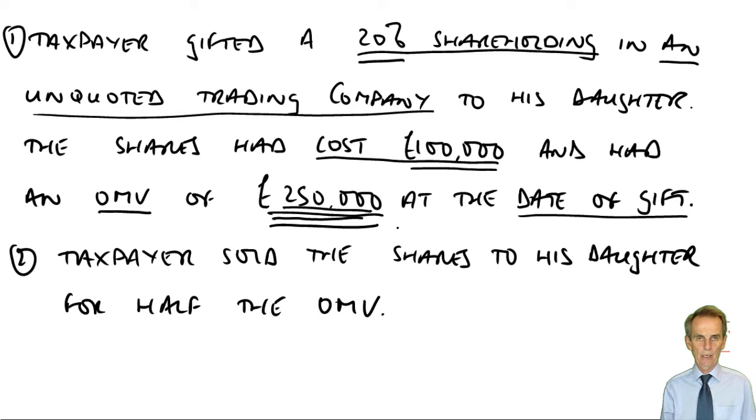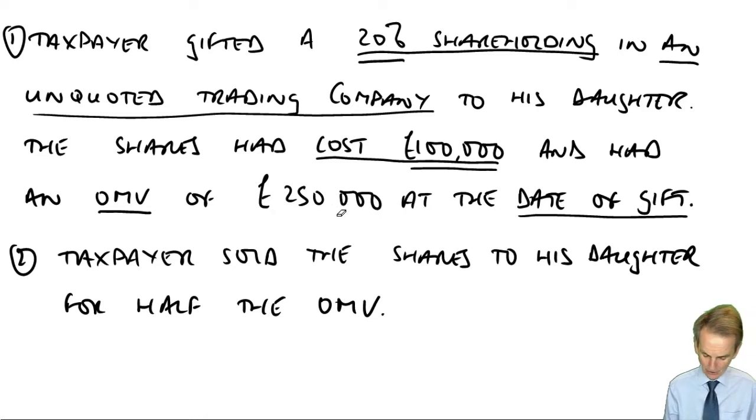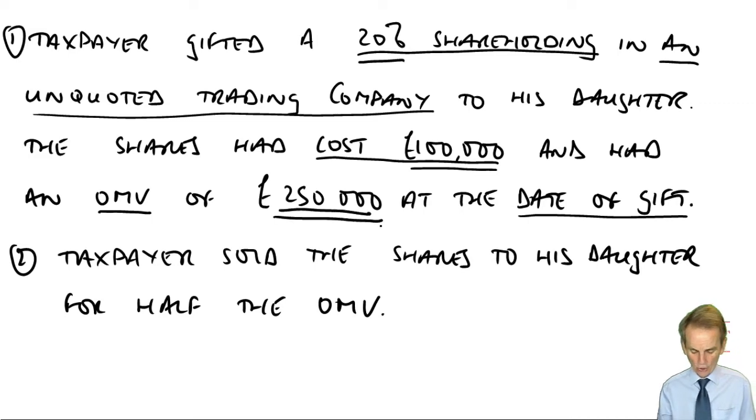£250,000. That would be their cost. If, as is more likely, of course, a gift relief claim is made, then the gain of £150,000 for the taxpayer is deferred. It is deferred by deducting it from the base cost to the donee, the daughter in this example. So her cost would have been 250, but now less the deferred gain of 150,000. That would bring the daughter's base cost down to £100,000.